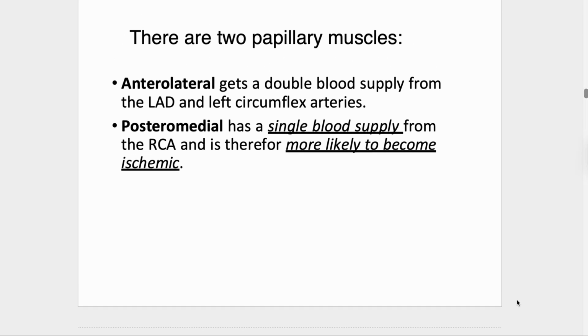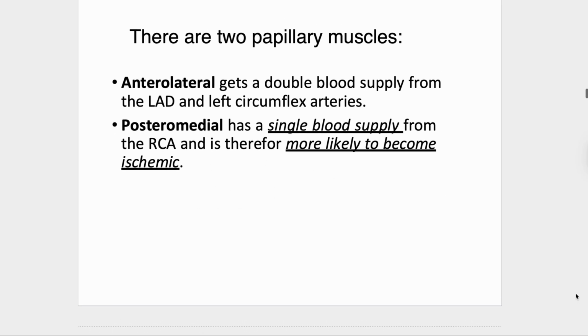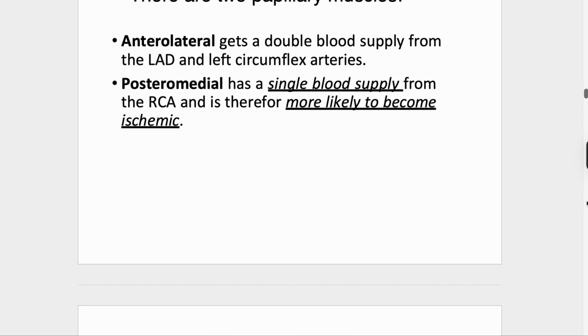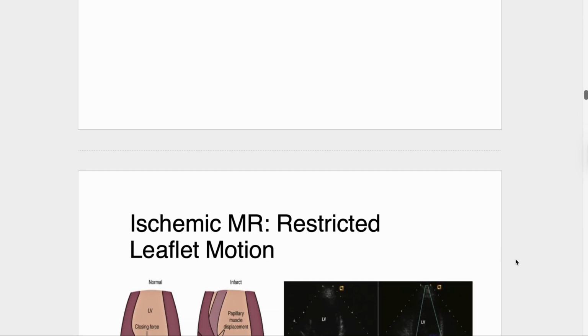This is just saying that of the 2 main papillary muscles, there is one that gets more blood from more vessels than the other. So if you only get blood from one vessel and that gets occluded, or you have a clot in there, or if you have plaque in there that's stopping blood from getting through, most likely this papillary muscle is the one that's more likely to become ischemic and not get blood going to it. Anterolateral has 2 arteries that it can get blood from. So if one gets clotted or occluded, it still has a chance to work properly. Still has a chance to receive blood from the other artery.